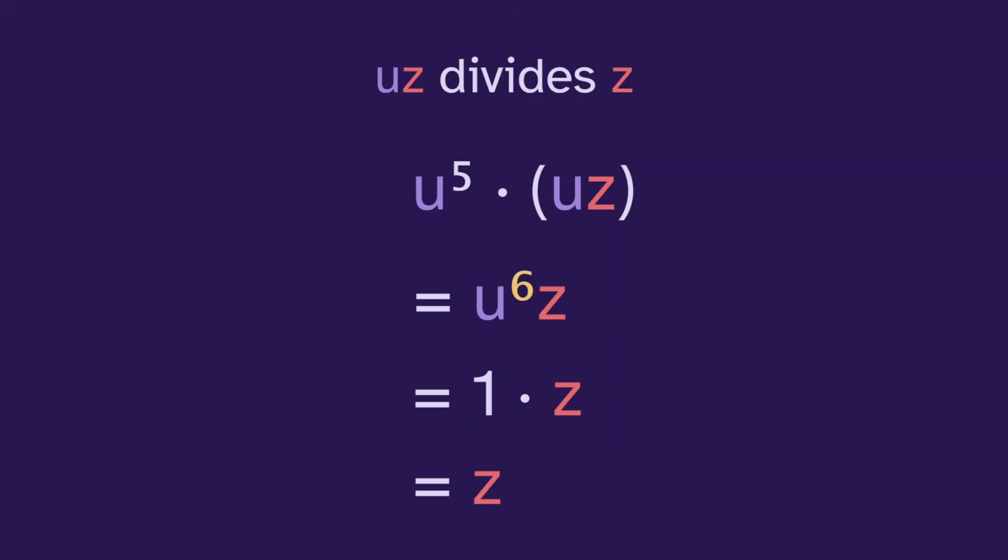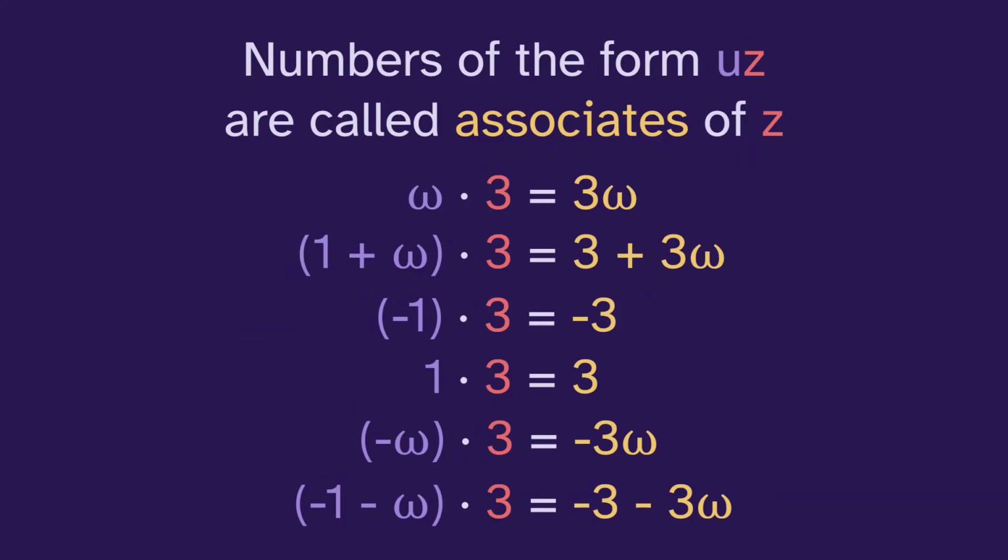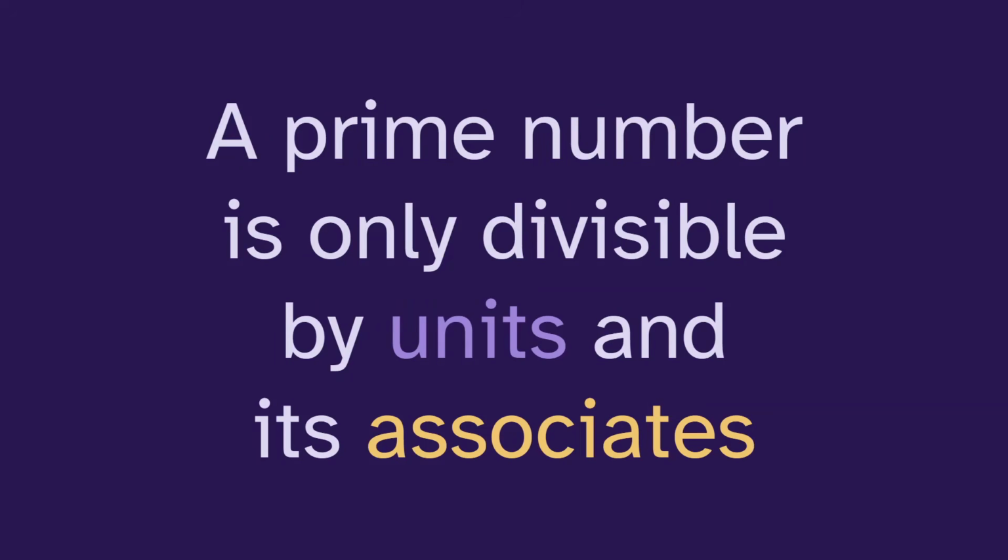And these numbers of the form uz are called the associates of z. They're z times any unit. So for example, here are all the associates of 3 in yellow. And so every number is divisible by all 6 units and all 6 of its associates. That is the bare minimum for divisors. So we can just define primes as having the minimum divisors. A prime number is only divisible by units and its associates.